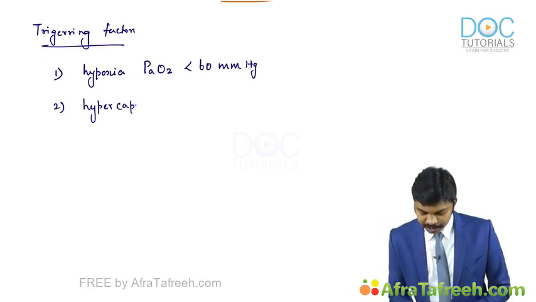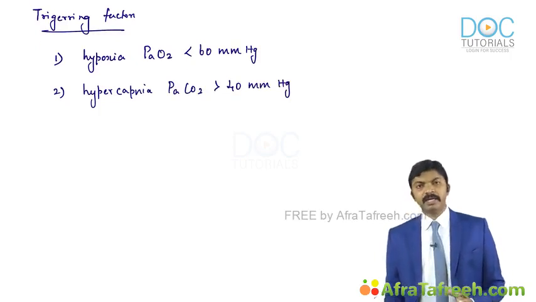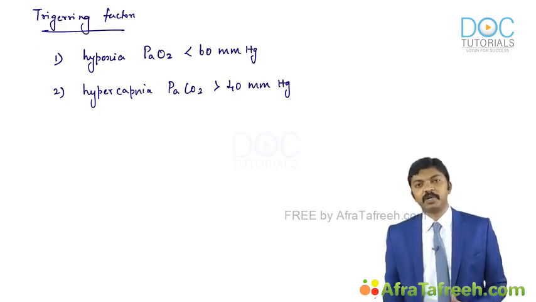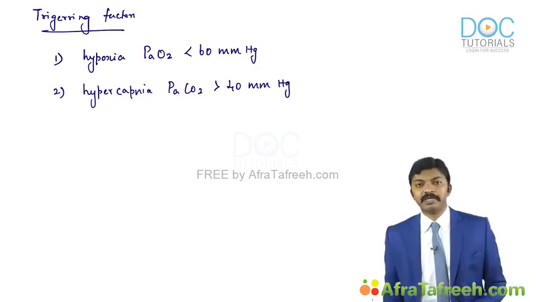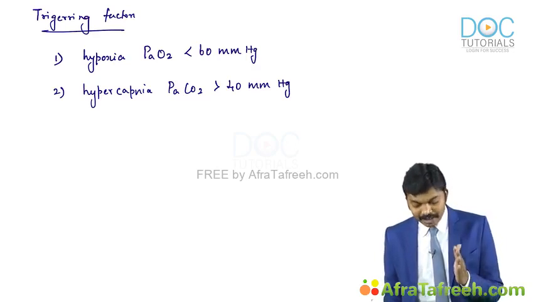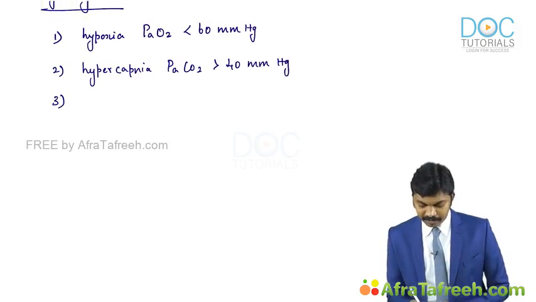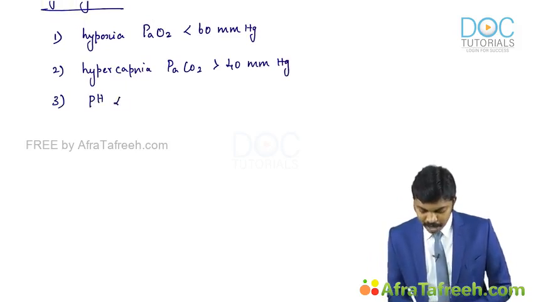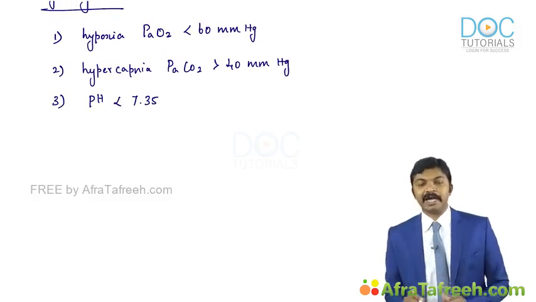Point number 2, hypercapnia, increased partial pressure of carbon dioxide. Arterial carbon dioxide more than 40 millimeters of mercury. Normal arterial carbon dioxide level is 40 millimeters of mercury, doctors. Whenever the carbon dioxide level increases more than 40 millimeters of mercury in arterial blood, it will instantaneously trigger peripheral chemoreceptors. And the third trigger for a peripheral chemoreceptor is pH, as it falls less than 7.35. As the blood pH is turning acidic, peripheral chemoreceptors are getting activated, doctors.